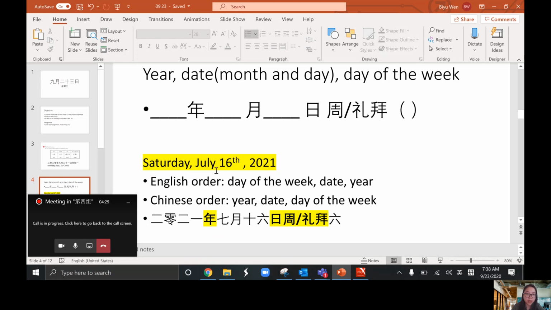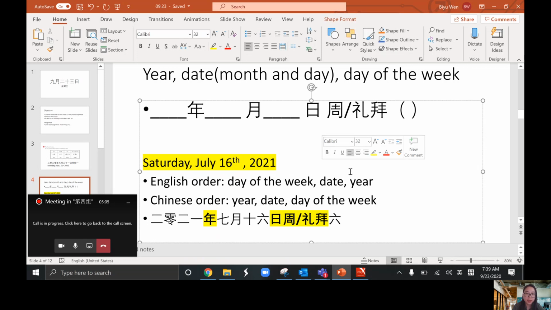So Saturday, July 16th, 2021, you should put year first, which is 2021, then month and day, July 16, and Saturday, 周六 or 礼拜六. Okay, so in the assignment, if you put 星期, I said clearly in the instruction that you should use 周 or 礼拜 because that's a new word that we are learning, right?